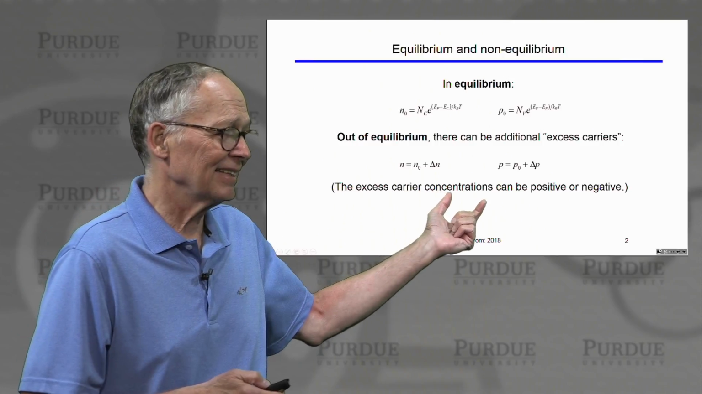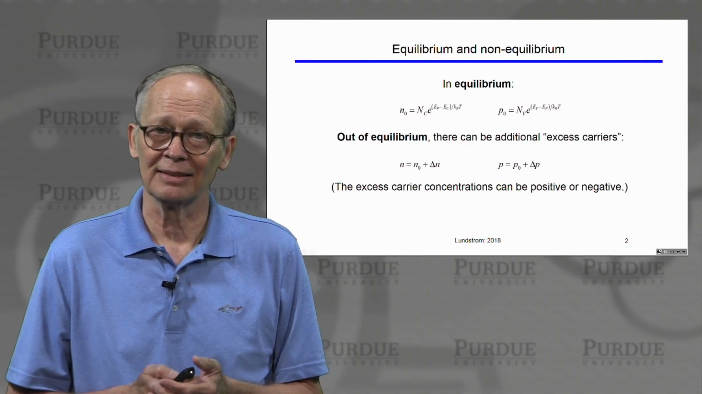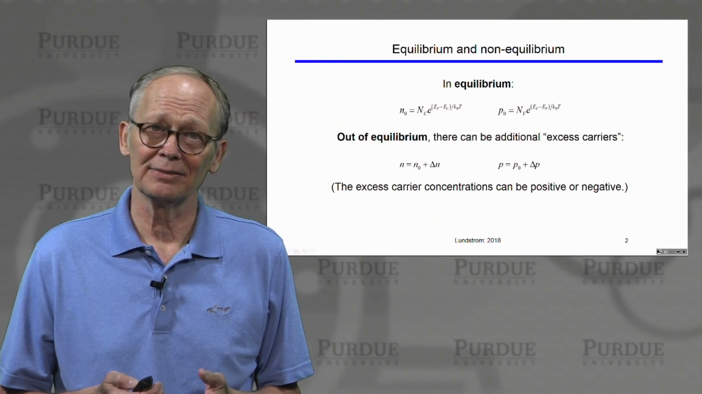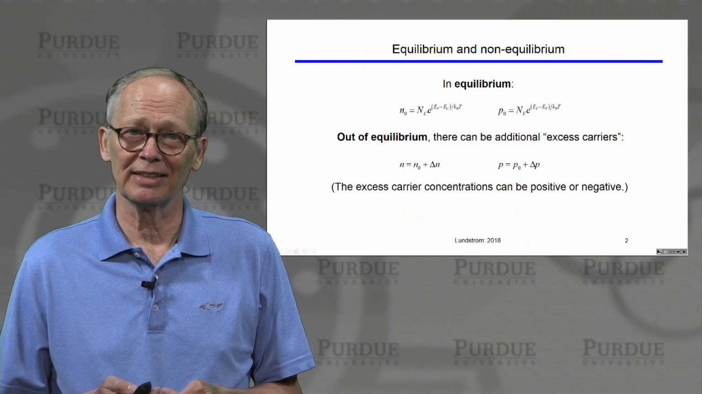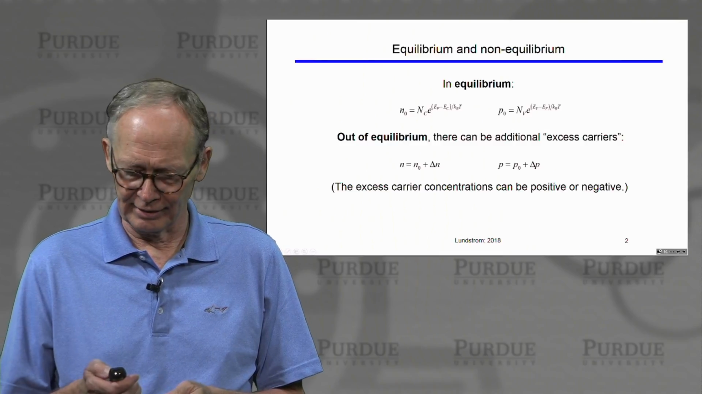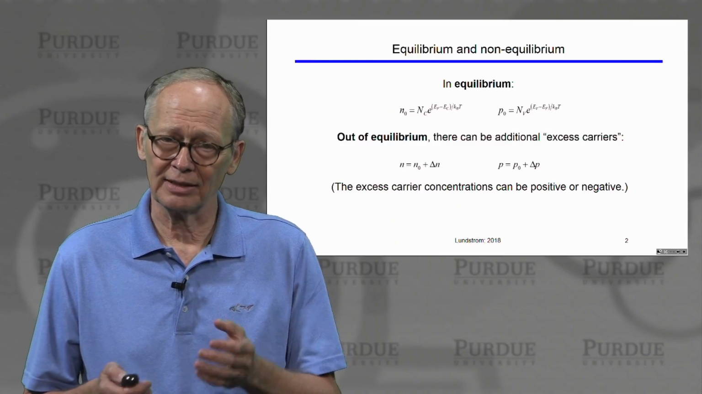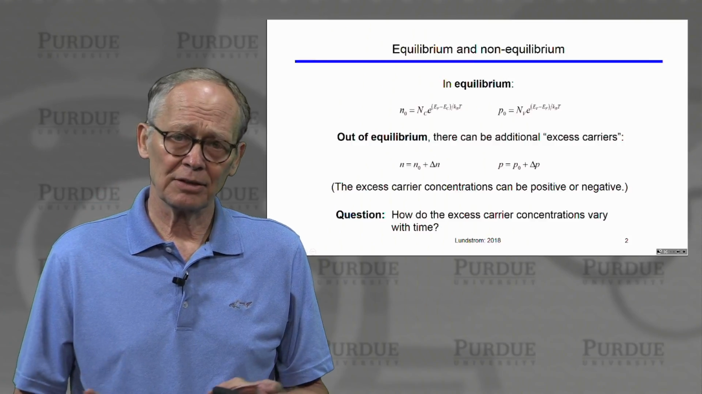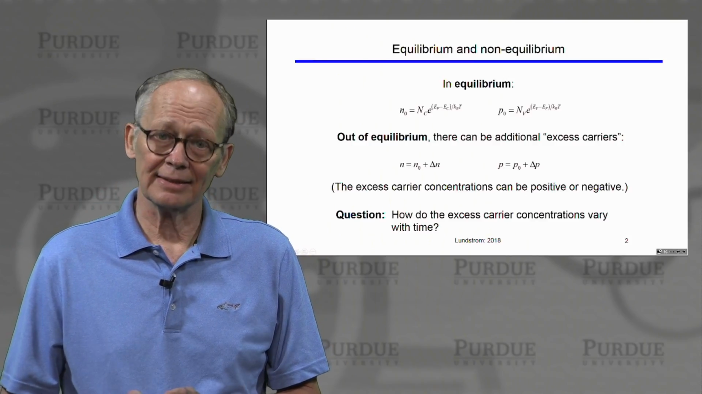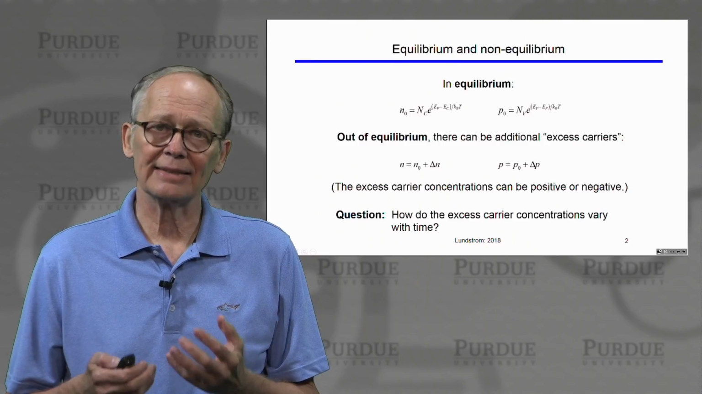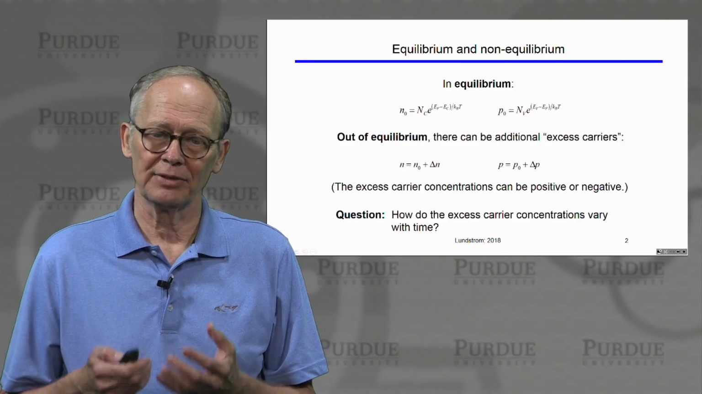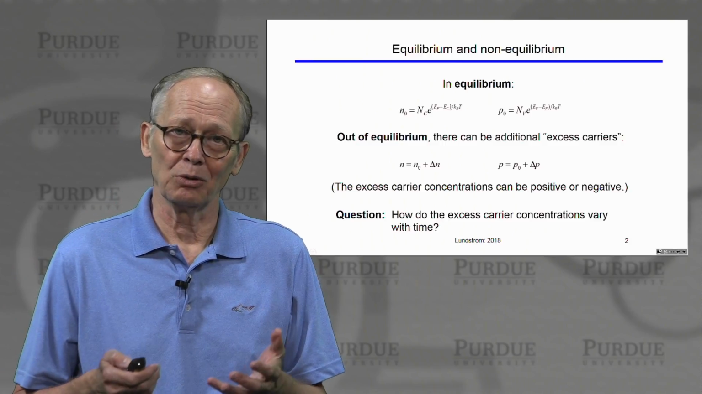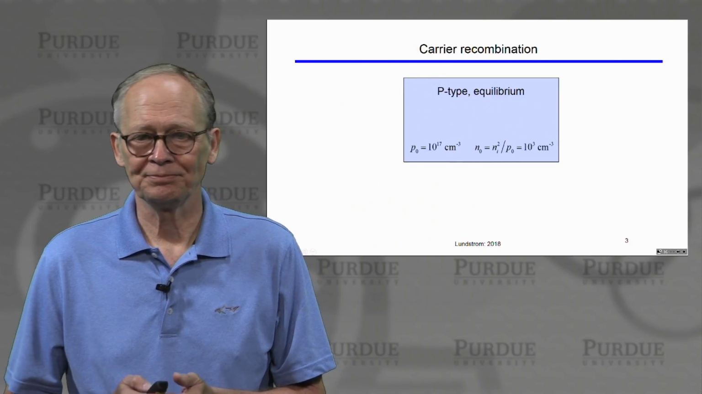Note that this excess carrier concentration can be positive. We can have more carriers than we did in equilibrium. It could also be negative. It's possible to remove carriers and have fewer carriers than in equilibrium. So delta N and delta P can be either positive or negative. And the question that we want to discuss in this lecture is, how do these excess carrier concentrations vary with time? We know in equilibrium, the electron and hole densities are independent of time.